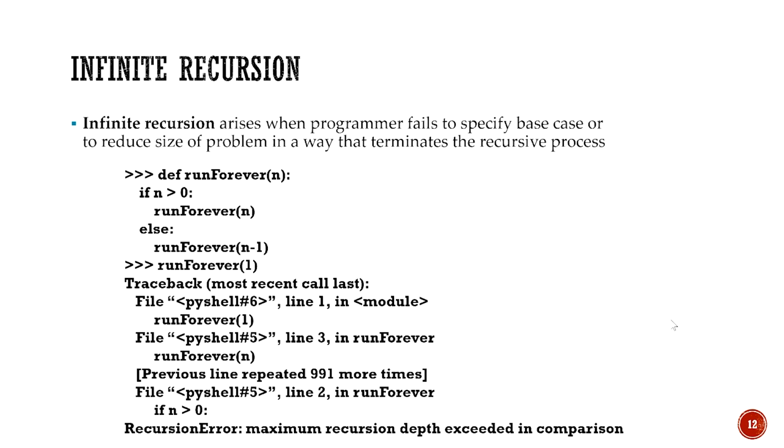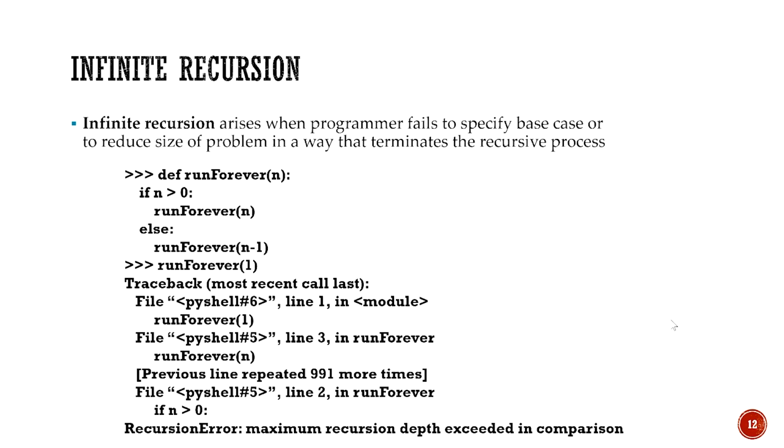Okay. Infinite recursion. Infinite recursion arises when the programmer fails to specify a base case or to reduce the size of the problem in a way that terminates the recursive process. So we need to have the right termination condition, either by defining a base case or reducing the size of the problem. Otherwise, we run into indefinite recursion.